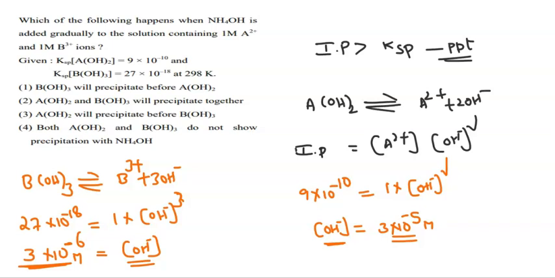That's why B(OH)3 will precipitate before A(OH)2. Option 1 is the correct answer for the given question.